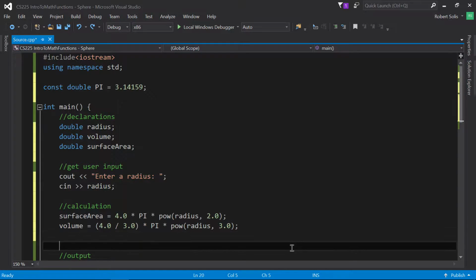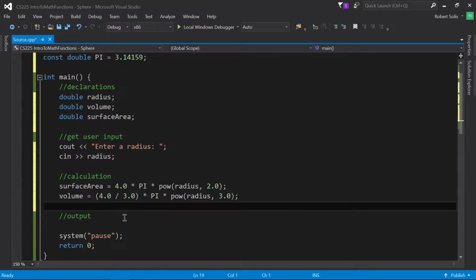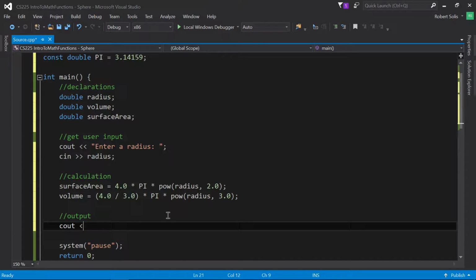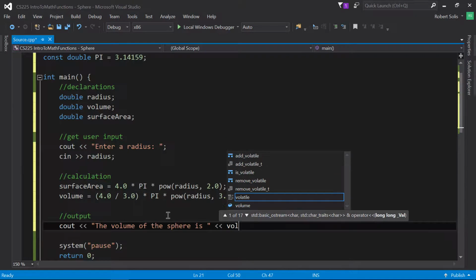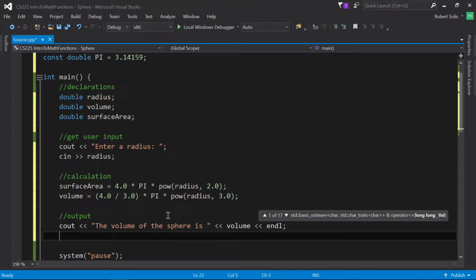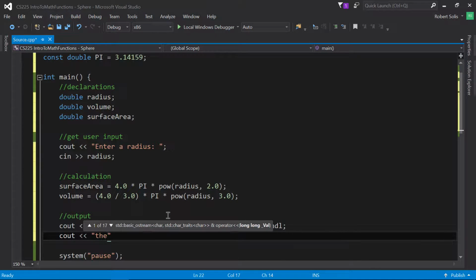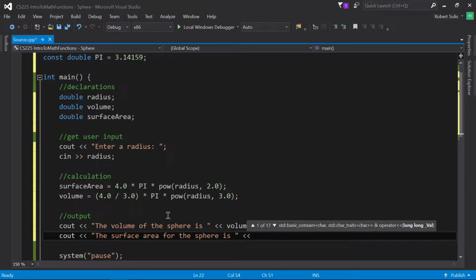Now that I've determined the surface area and the volume, let's go ahead and output the results. So I'll simply say cout the volume of the sphere is, and then whatever the value is for volume. I'll put an endl statement so it goes to the beginning of the next line. Cout the surface area for the sphere is, and then I'm going to output whatever that surface area value is. And I'll put an endl statement over here, so it goes to the beginning of the next line.